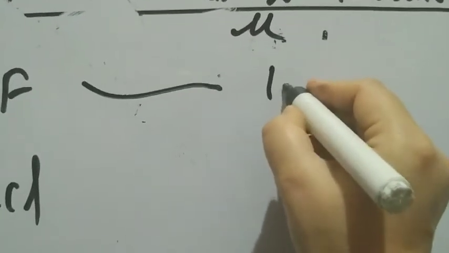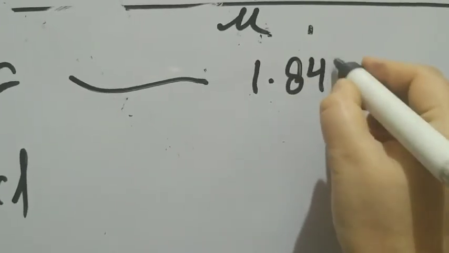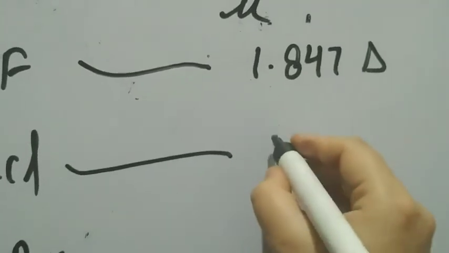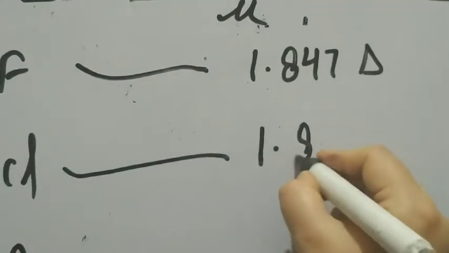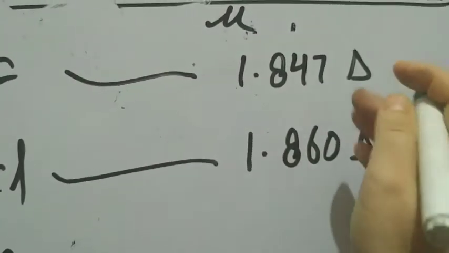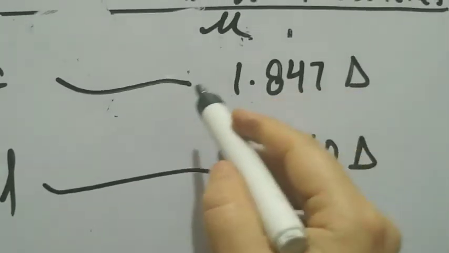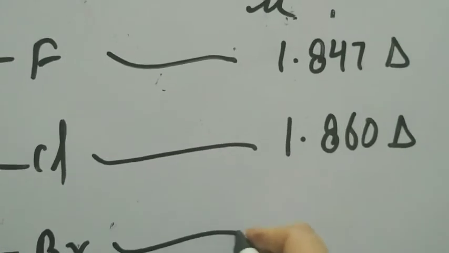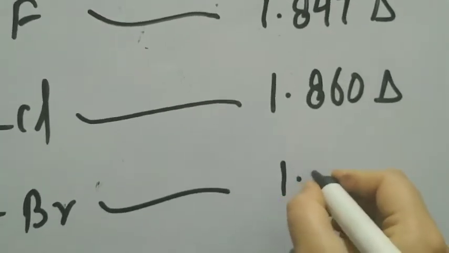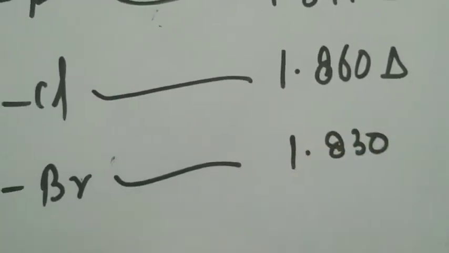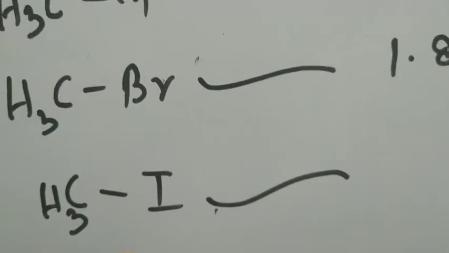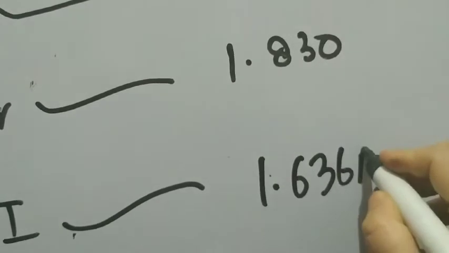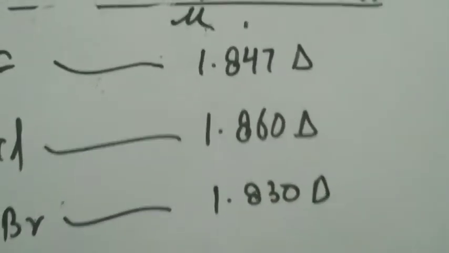The CF bond is 1.847 Debye. You have studied dipole moment in class 11th. The CCl bond is 1.860. There is a slight rise, but there is a rise. This is 1.84, and this is more than it, 1.86. After that, we have CBr, which is 1.830. After that, we have finally the CI bond, which is only 1.636 Debye. And if you see, what is the order?